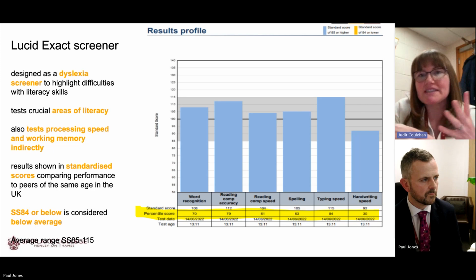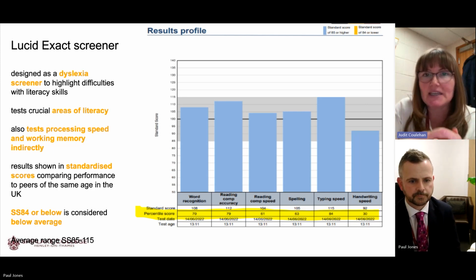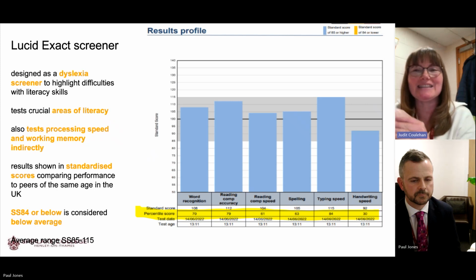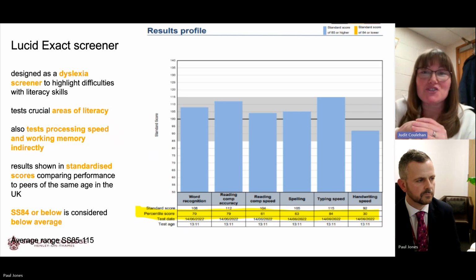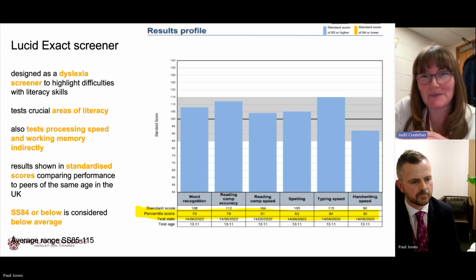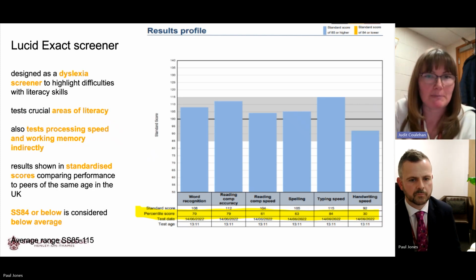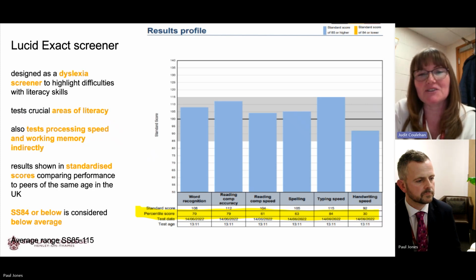Now, obviously, when students have difficulties with literacy, that will show up in these tests. But I must point out that this test also tests processing speed and working memory indirectly. How? If a student has difficulties with working memory, that is remembering information short term, they're going to struggle to remember what they have read in the text. Therefore, it's going to reduce their reading comprehension accuracy score, and because they have to go back to the relevant section of the text, it is also going to have a detrimental impact on their reading comprehension speed.